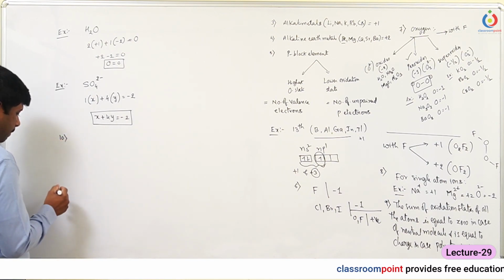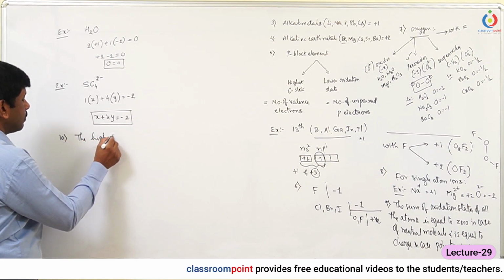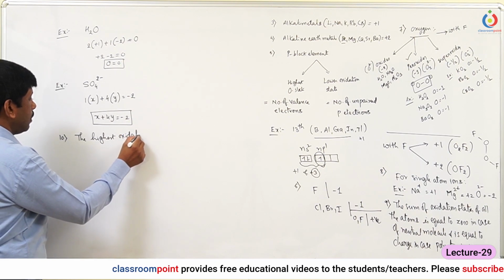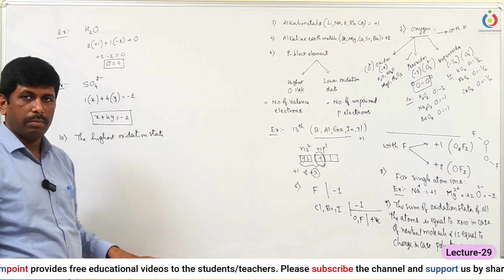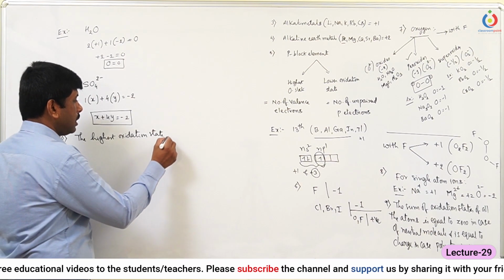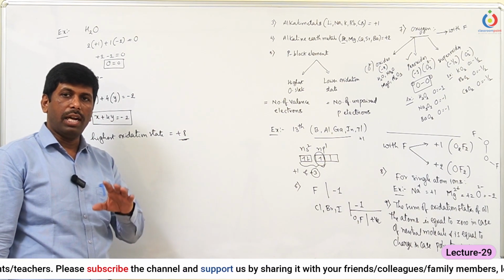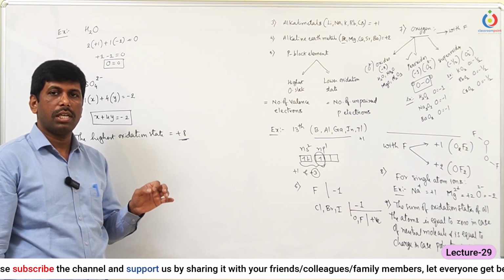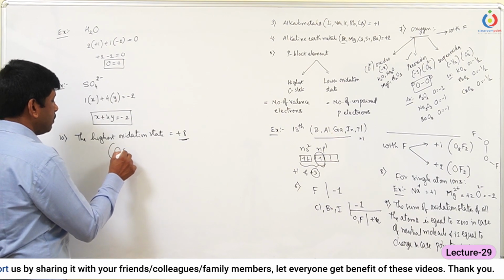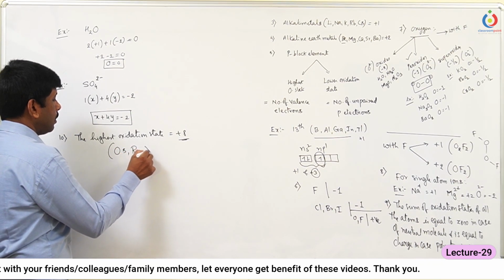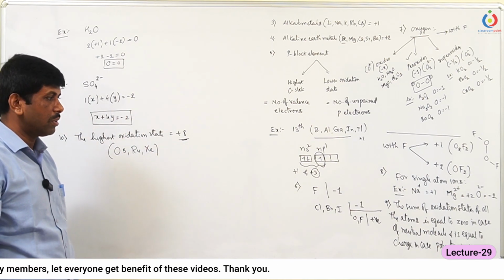Next, the highest oxidation state. The highest oxidation state exhibited by any atom in the periodic table is +8. Highest value is only +8, but not all atoms exhibit this +8 oxidation state. Only a few atoms exhibit the +8 oxidation state. What are those? Osmium, ruthenium and xenon. So these elements usually exhibit the +8 oxidation state.